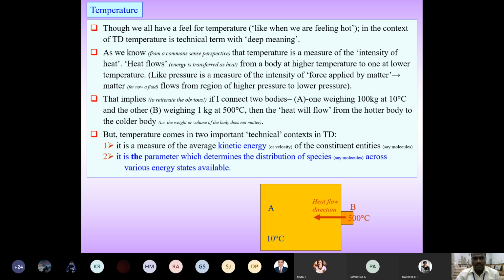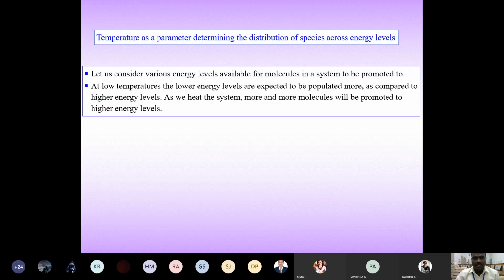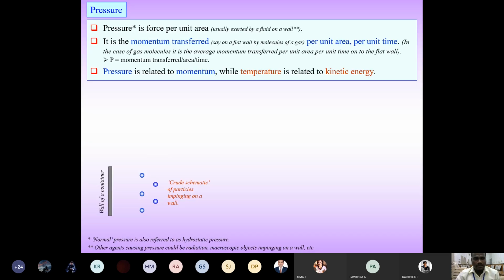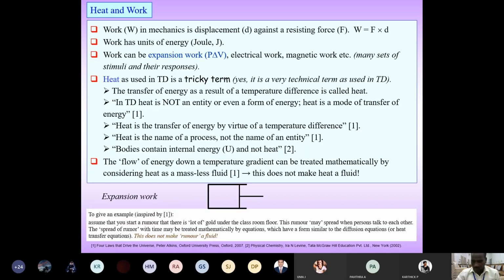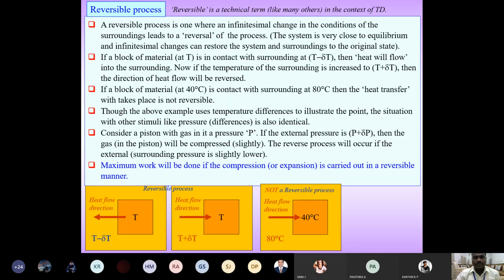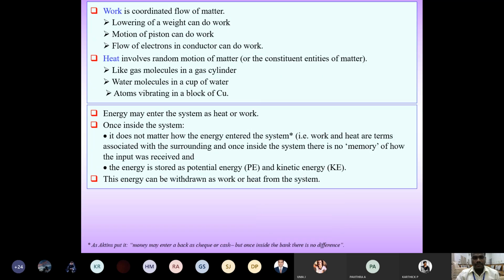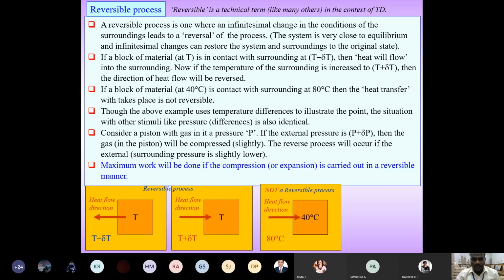Temperature is a state variable, pressure is another state variable, and heat and work are process variables. Then we were looking at what a reversible process is in the last class, right? We stopped here. What is a reversible process?